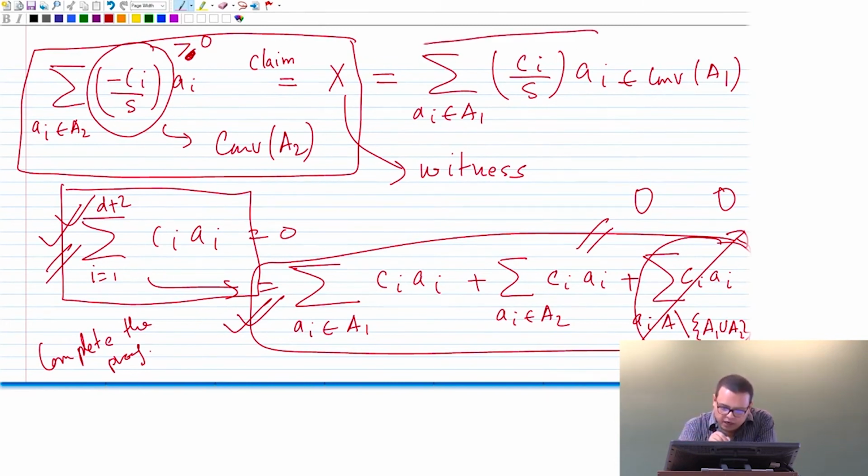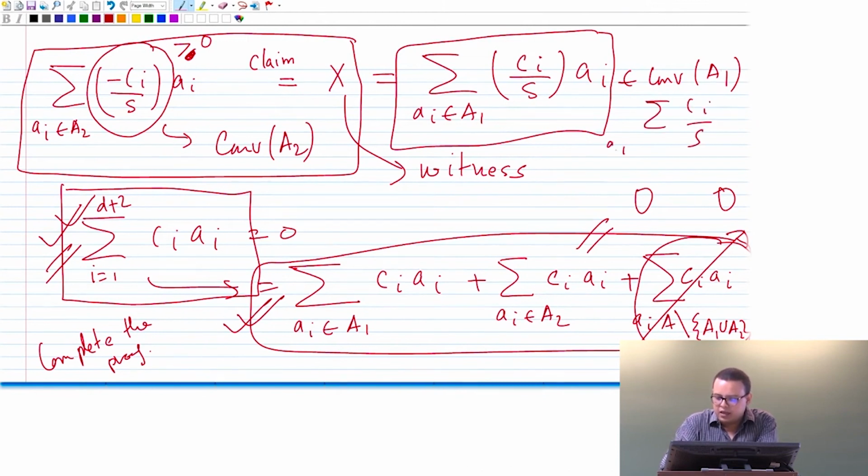Is it clear why this term belongs to the convex hull of A1? Because summation Ci, where Ai belongs to A1, is equal to S. So if I add up summation Ci by S, Ai belonging to A1, that turns out to be 1, and Ci's are positive. Okay, so this point belongs to the convex hull of A1. We have also shown that this summation can be written in the following way: summation minus Ci by S Ai, where Ai belongs to A2.